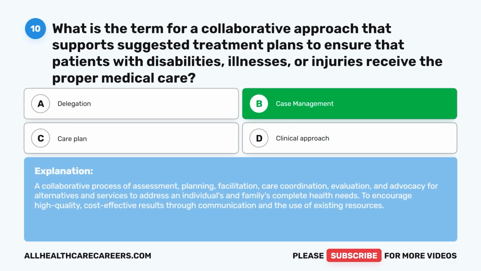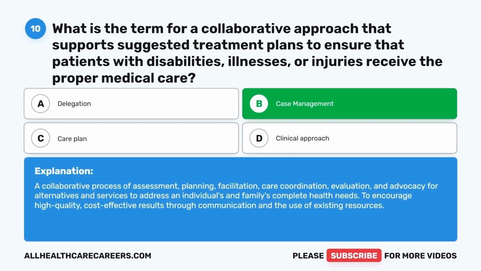Case management. A collaborative process of assessment, planning, facilitation, care coordination, evaluation, and advocacy for alternatives and services to address an individual's and family's complete health needs. To encourage high-quality, cost-effective results through communication and the use of existing resources.